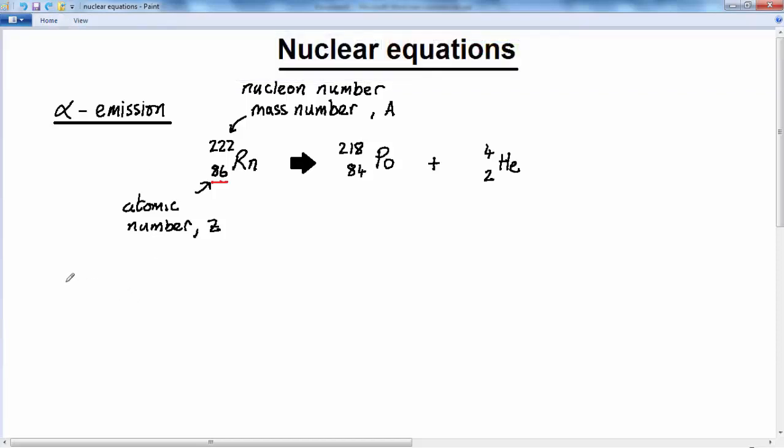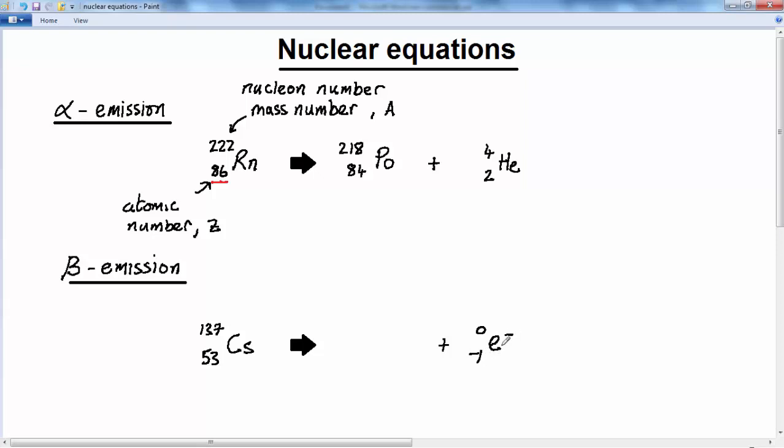Next we'll look at an example of a beta emission, and we'll take, for example, cesium 137, another radioactive isotope, this time of cesium, and the atomic number of cesium is 55. What's going to happen here? Well, we're getting a beta emission, so we remember the beta particle is an electron. And that has a nucleon number of 0, and it has an atomic number of -1 because it has a charge of -1.